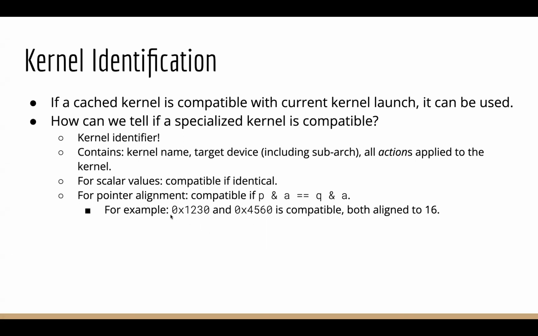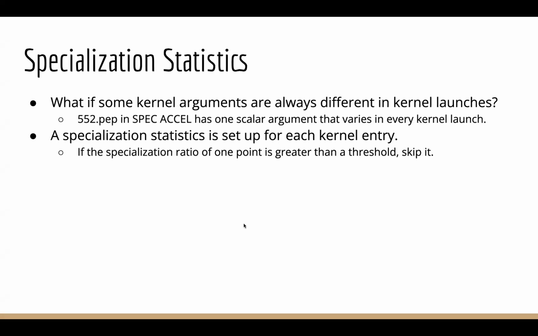So here is an example. We have two addresses. The values are different, but they are compatible because they are both aligned to 16. So like I said before, now we have everything, and we can check whether it is compatible. But what if there are some kernel arguments that are always different in every kernel launch?